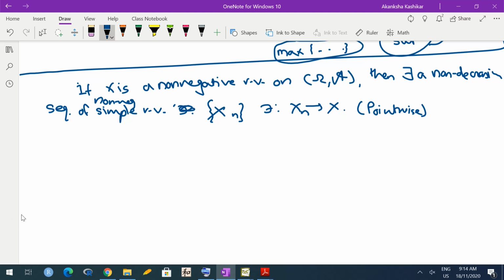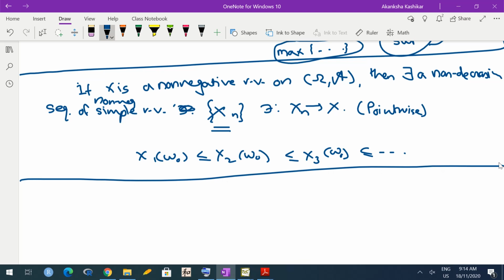So if x is non-negative, we have additional information about this xn. Every xn is non-negative and it's a non-decreasing sequence. Non-decreasing means x1 for fixed omega is less than or equal to x2 for that omega, which is less than or equal to x3 for that omega, and so on. These two are important results: given any random variable, we can construct a sequence of simple random variables converging to it. As a consequence, we can extend some properties of simple random variables to all random variables. For example, we proved that if x1 and x2 are simple random variables, then x1 plus x2 is simple, x1 minus x2 is simple, etc. Now we will extend that to any random variables.